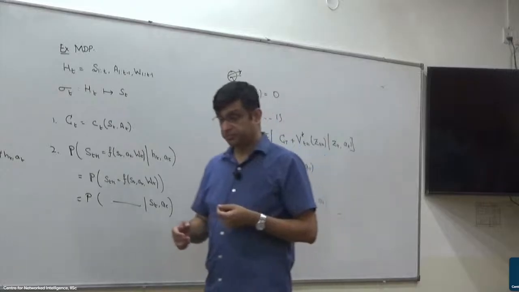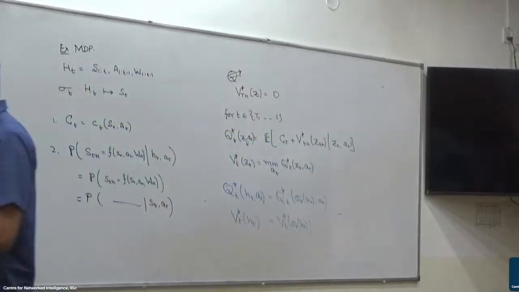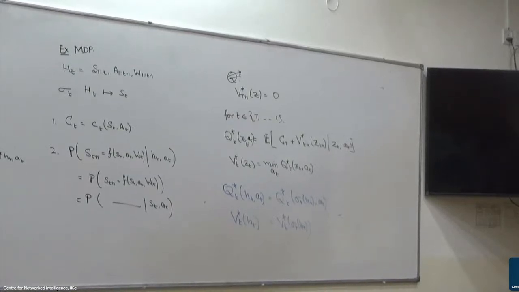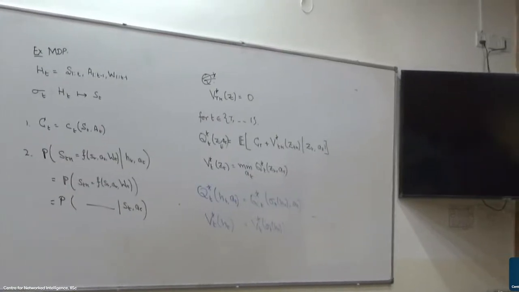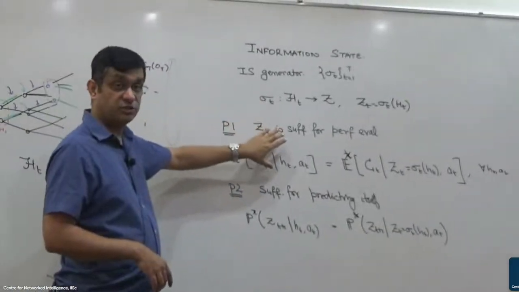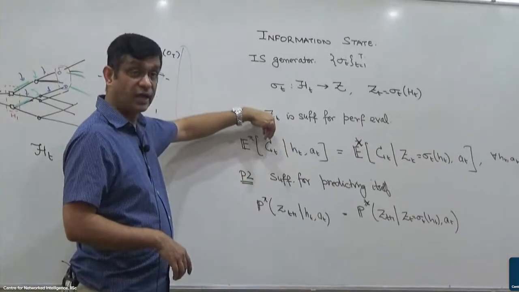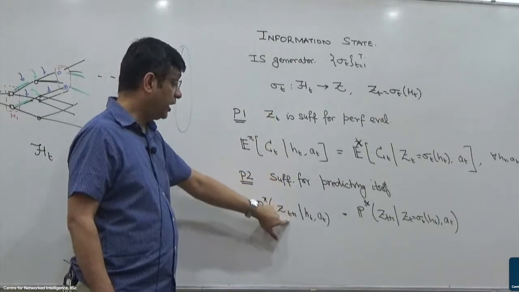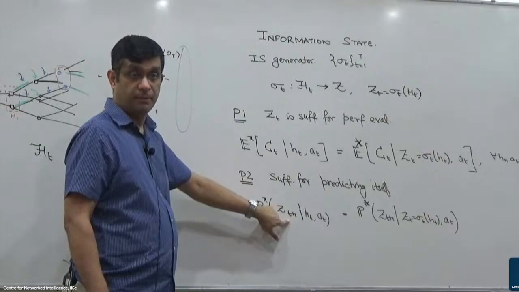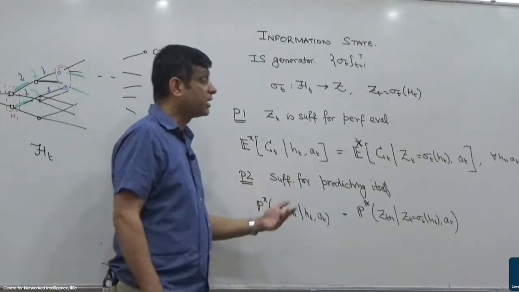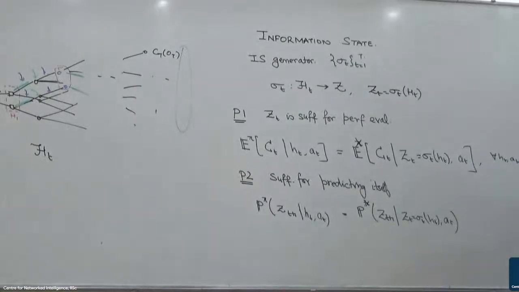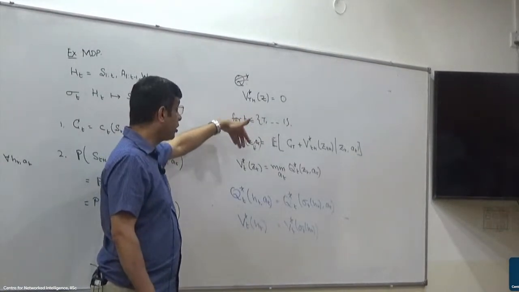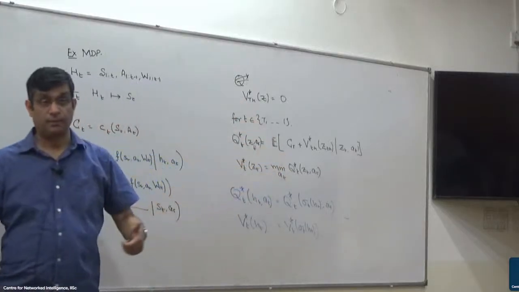So it's a very, very simple observation. In statistics, this is known as a sufficient statistic. If I have a sufficient statistic for evaluating the expectation of the per-step cost, and that sufficient statistic is recursively updatable, then I can write down a dynamic programming decomposition in terms of that sufficient statistic. That is a sufficient statistic for dynamic programming as well.